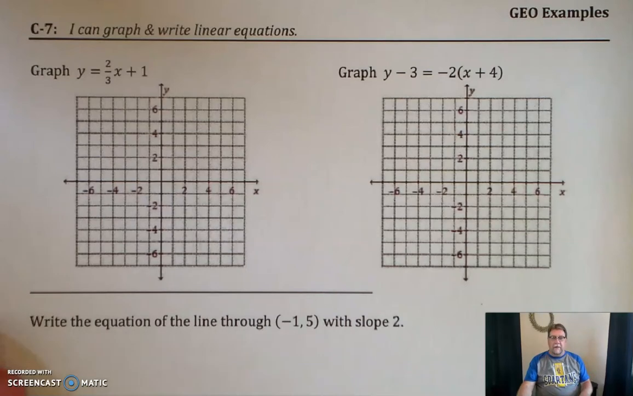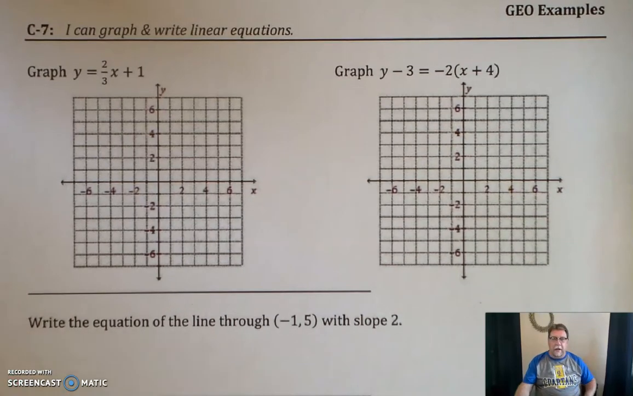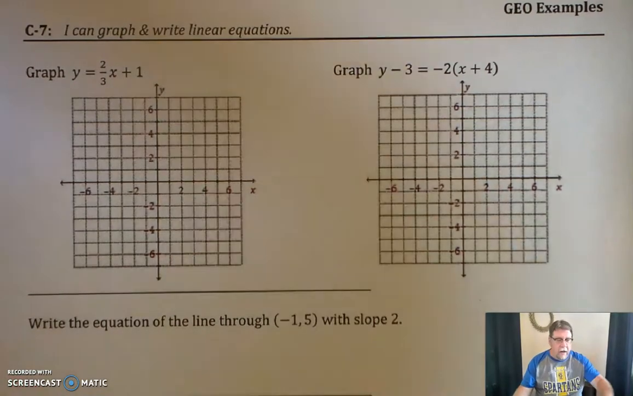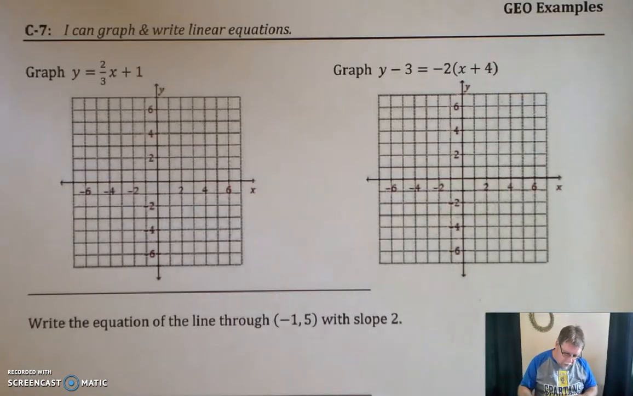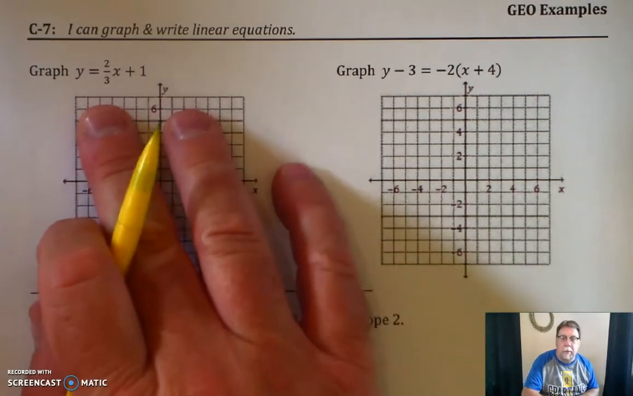In section C7, we want to take a look at graphing linear equations and writing linear equations. Let's take a look at a couple of examples in this particular set. First of all, graphing something in slope-intercept form.